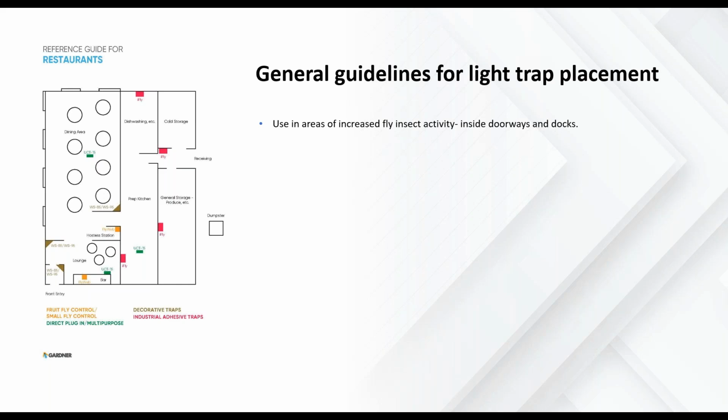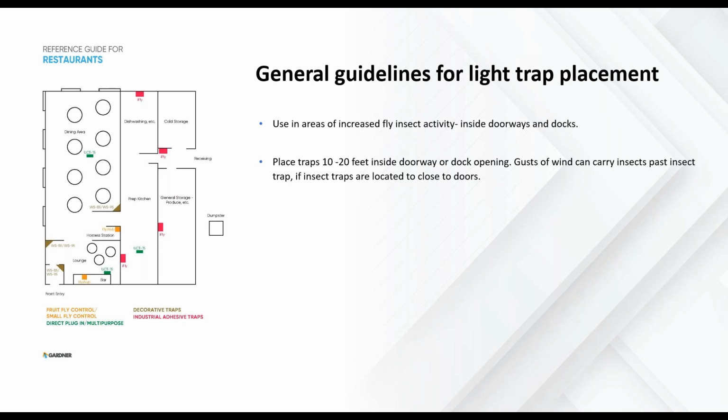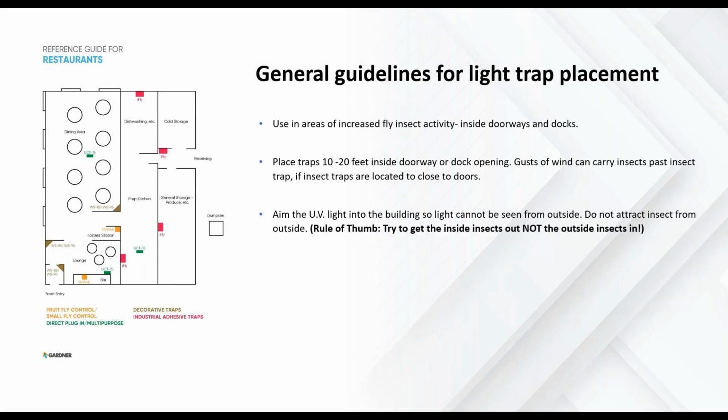Why do we say near doorways and docks? Because insects have to have some sort of access point to a facility and some sort of airflow into the facility, and that's why you would want to use ILTs near these locations. You typically want to place them about 10 to 20 feet inside of those doorway and dock openings, because if you were to place it too close to the door, a gust of wind can easily blow the insect past the trap, and the ILT wouldn't necessarily be attracting the insect to it.